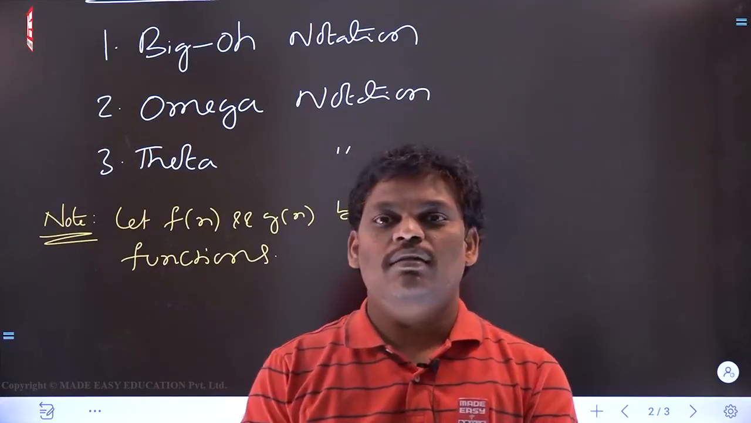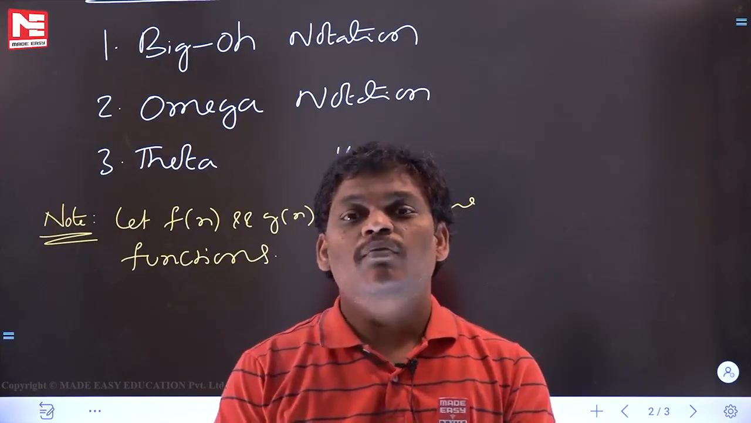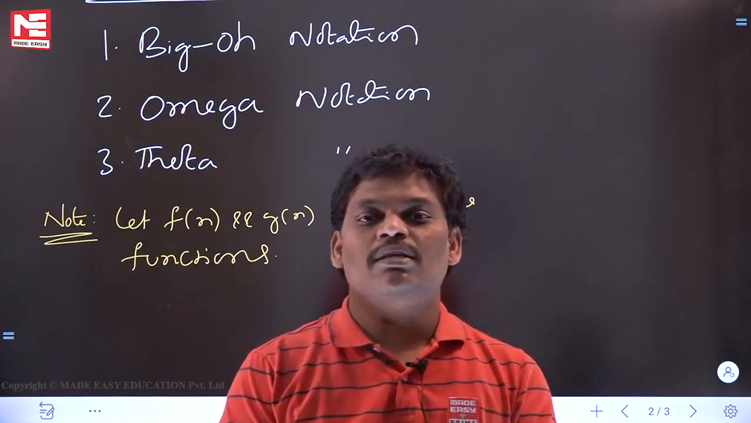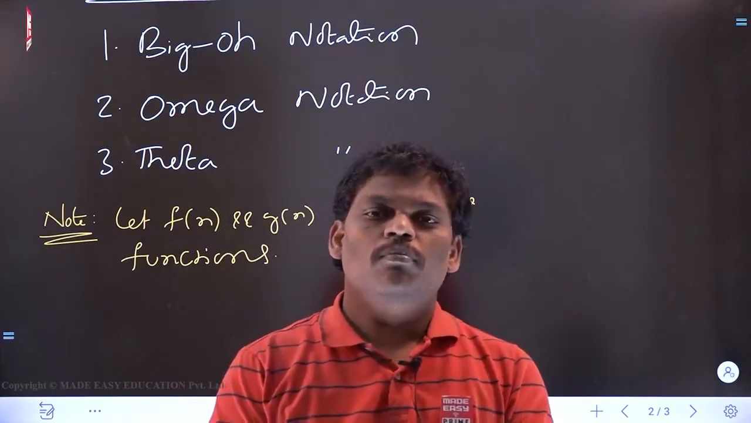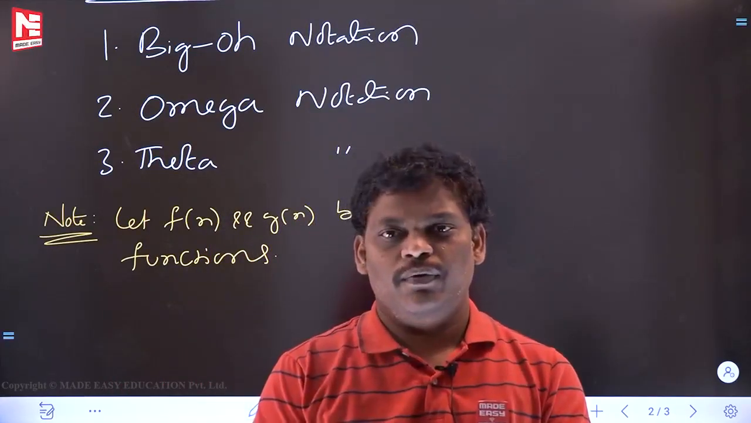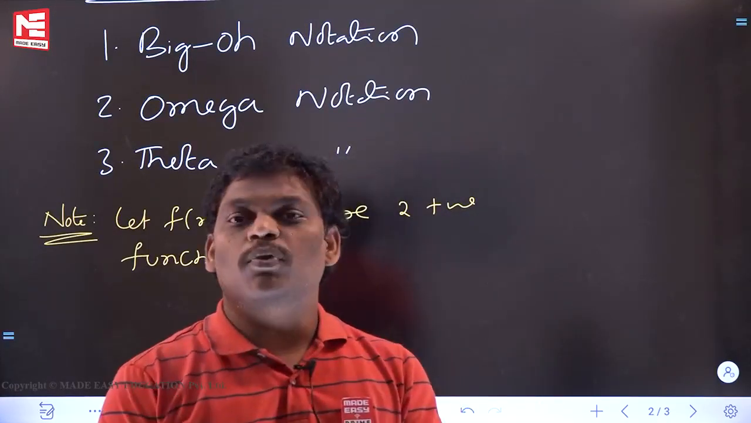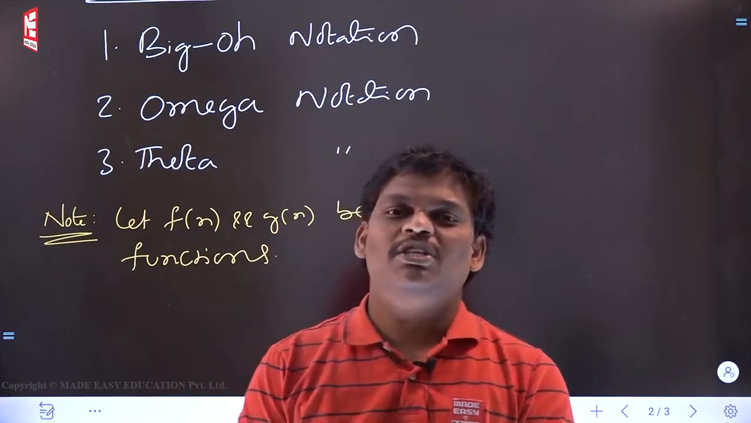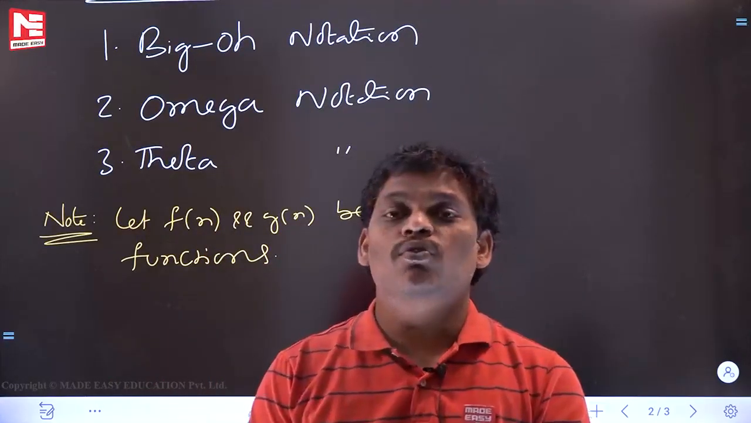I am repeating once again: n is an integer, f of n may be a fraction. Some people are asking, if n is 5, then f of 5 may be 1 by 5. So I'm explaining again, for those who are a little confused. In asymptotic notation, we will discuss only about positive functions.